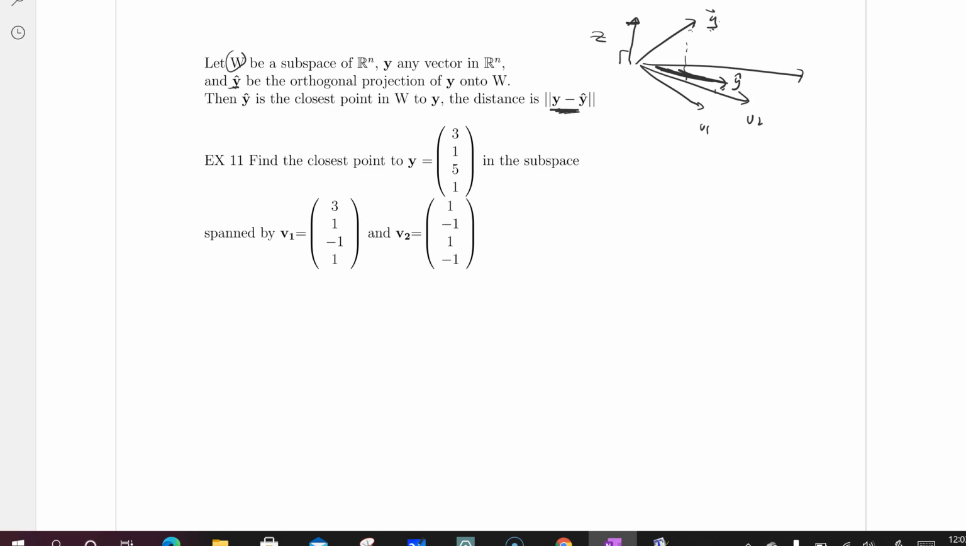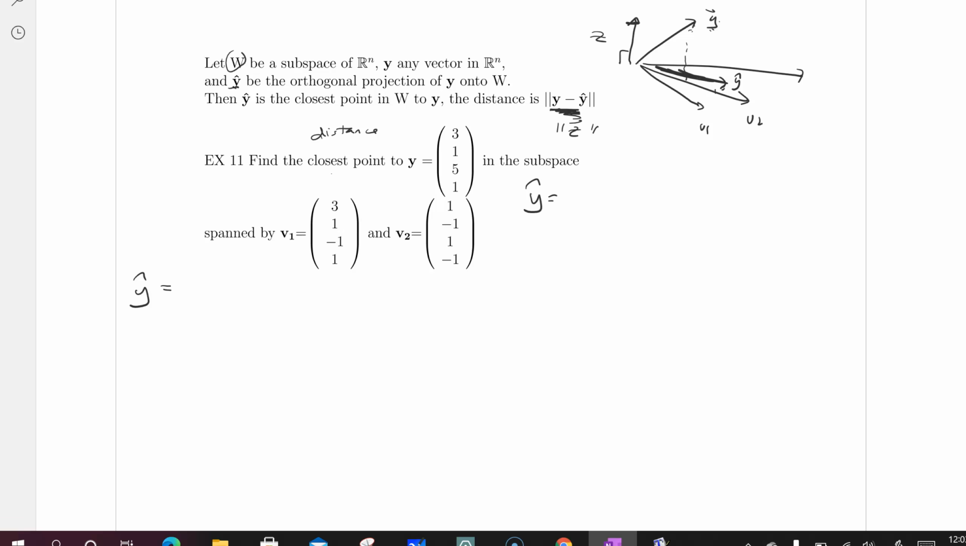So first off, I guess I should say find the distance. Find that distance. The distance is the length of z. So let's first find y hat. How do we find y hat? Actually, let me do it down here because you know how much room it takes.